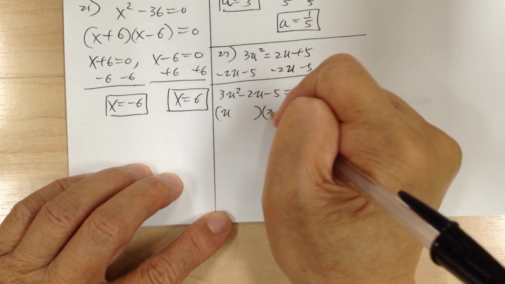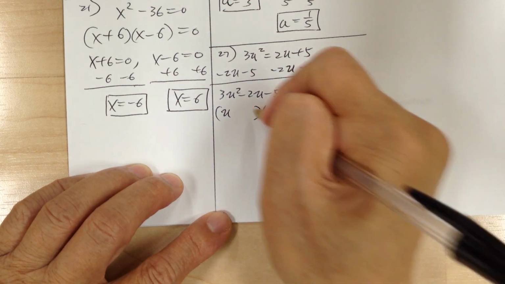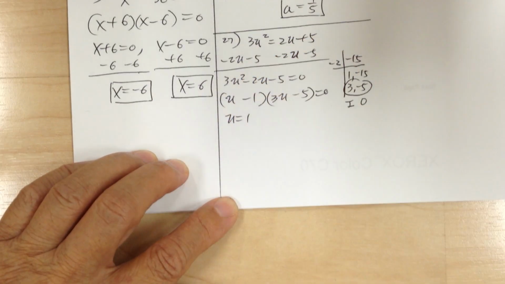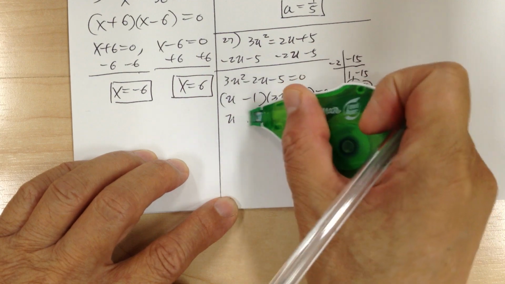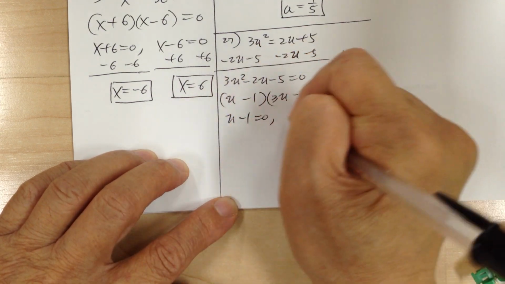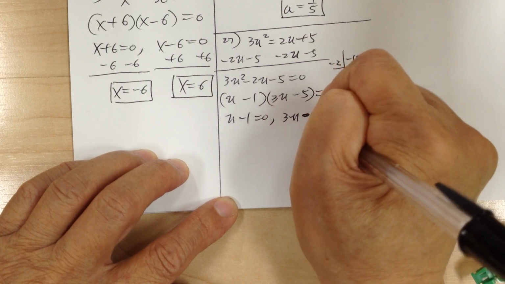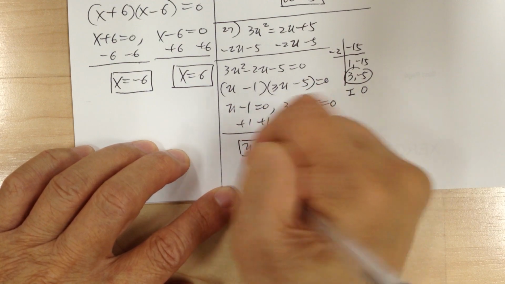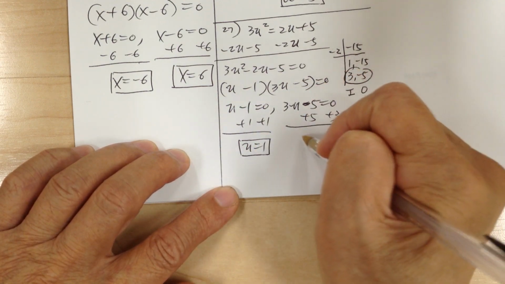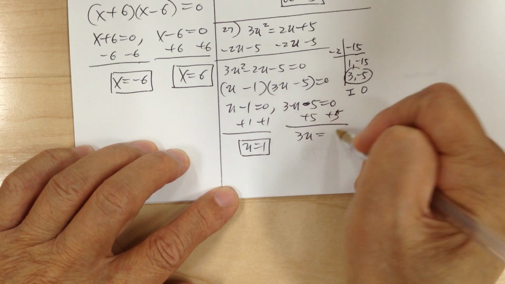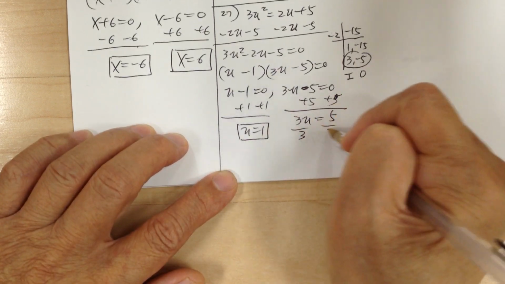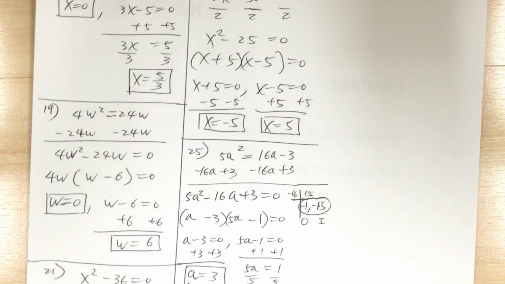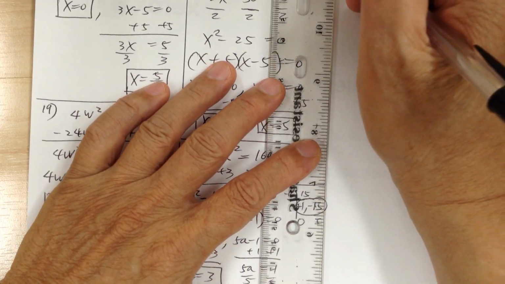So you're going to get 3u. So this will be the inside, so it will be minus 1. This will be the outside, minus 5. Set it equal to 0. Okay, so plus 1 on both sides. So you got u equal to 1. This one you plus 5 on both sides. So you got 3u equal to 5. So divide by 3, divide by 3. So u equal to 5 over 3. Okay, let's go to the next problem.